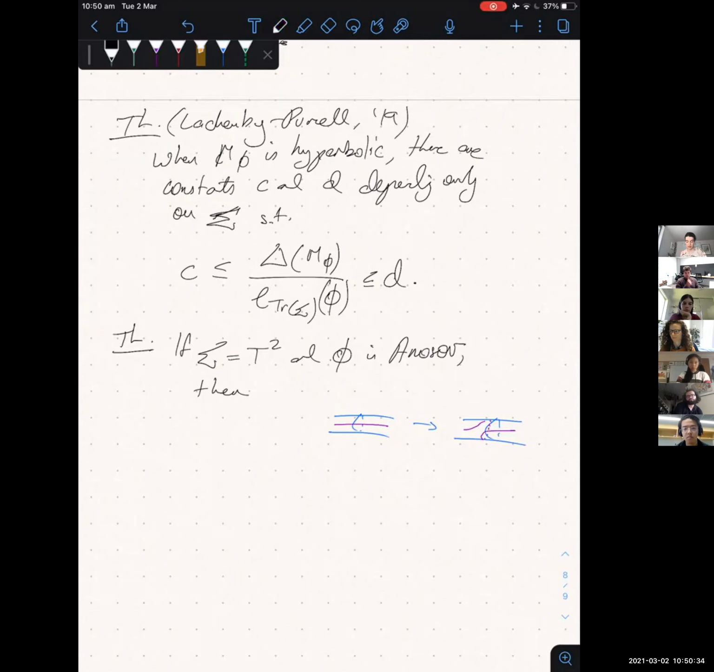And the result that we get is that, again, there are constants such that the triangulation complexity of the mapping torus of phi composed with a Dehn twist, where I said that this is the Dehn twist, is not so far away from a similar naive thing that you can do by layering tetrahedra.